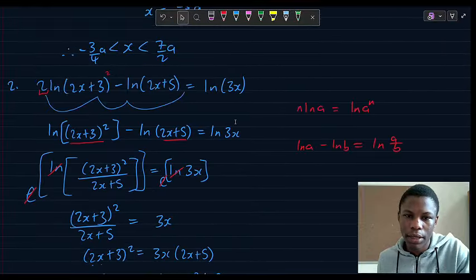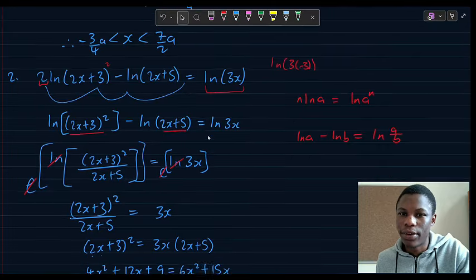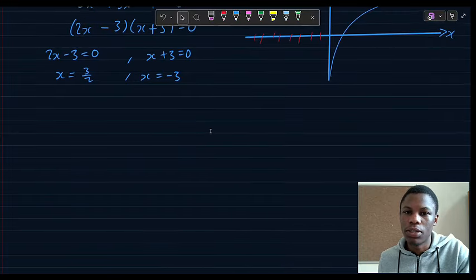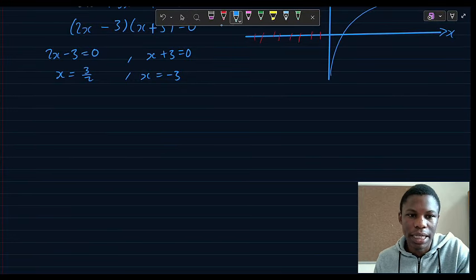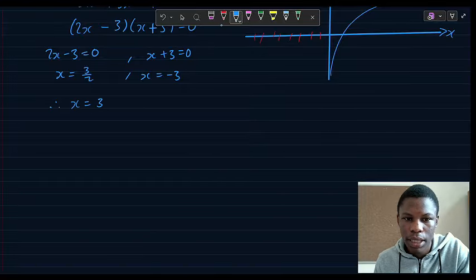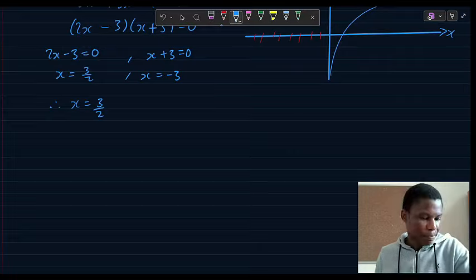You can try it out if you punch in ln of, we had negative 3 as a solution. If you punch this into your calculator, you're going to get an error. So we have to disregard that solution because ln is not defined when x is negative. So we can conclude that therefore x has to be 3/2, and that is our final answer.